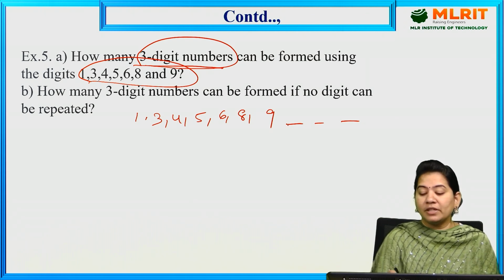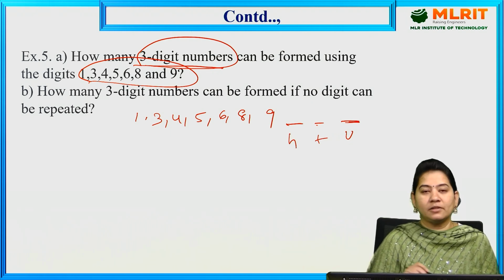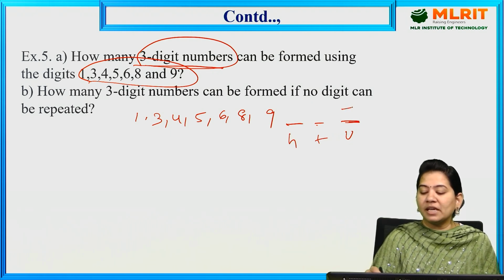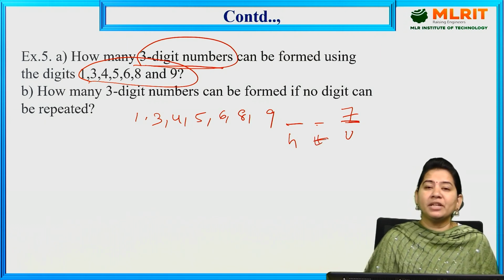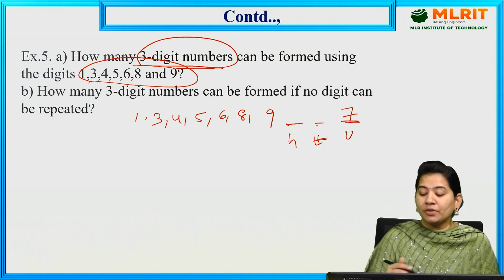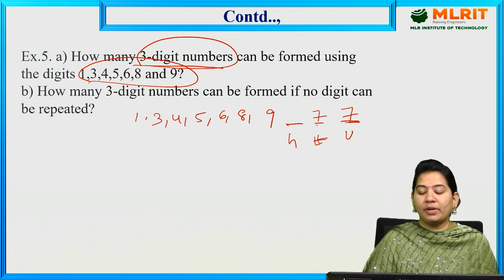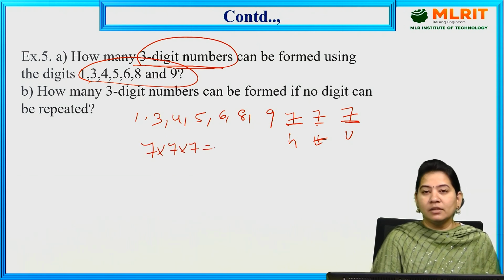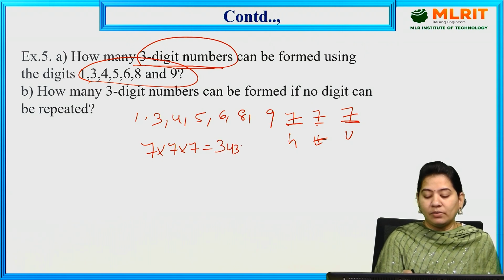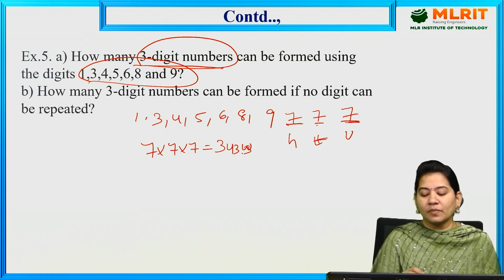7. For the 3-digit number, this is obviously the units place, tens place and hundreds place. So for the units place, how many ways are there? 7 ways. And for the tens place, obviously they didn't mention that the digit should not be repeated, so obviously here also we'll have 7 ways. And for the hundreds place also we have 7 ways. If you observe, all the 3 events are going to happen simultaneously, so you will have 343 ways. That means 343 3-digit numbers you can form here.